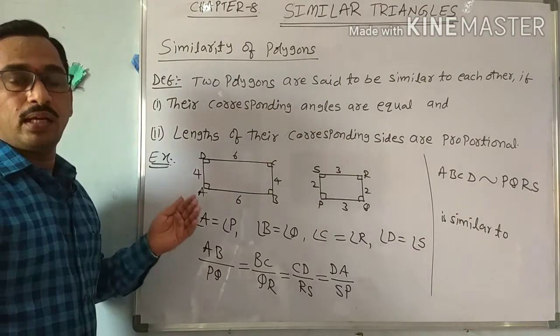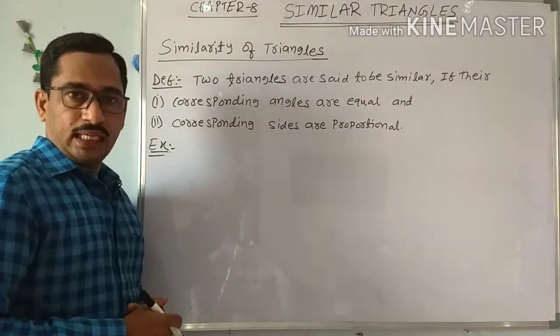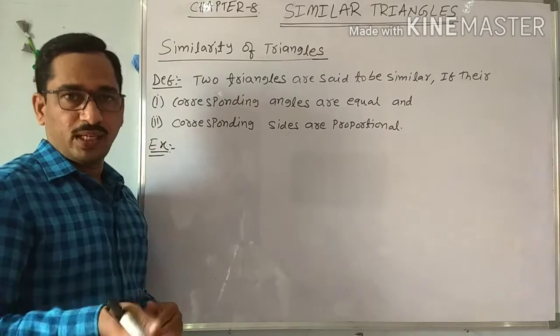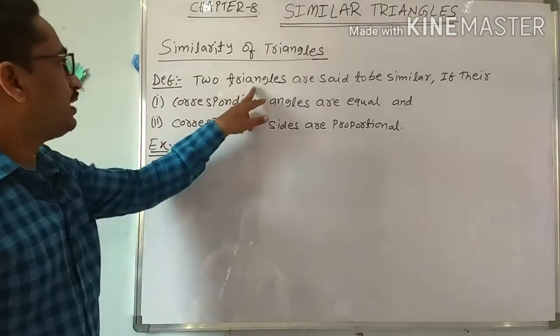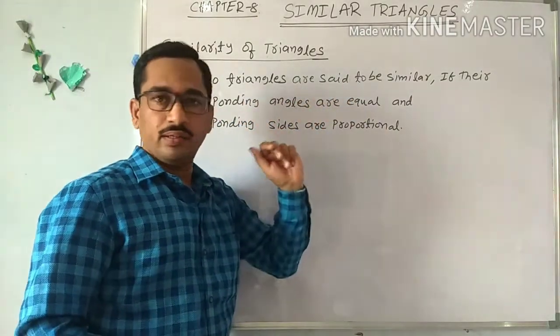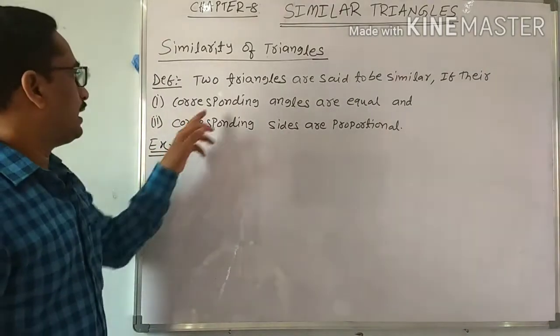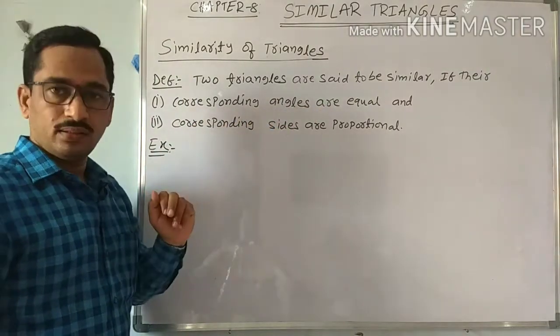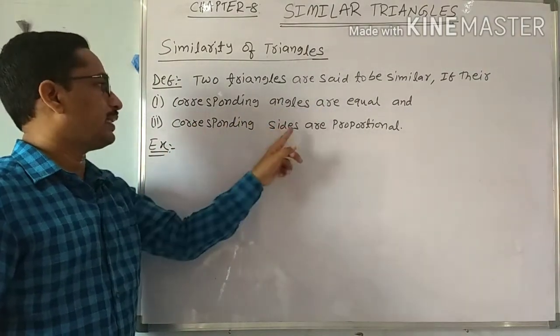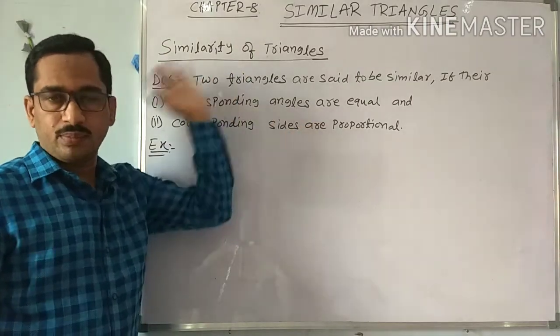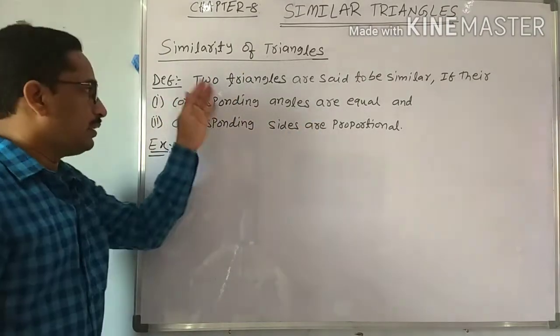Now next, similarity of triangles. Similarity of triangles is similar to similarity of polygons. Now see the definition. Two triangles are said to be similar if, the first condition, their corresponding angles are equal, and the second condition, their corresponding sides are proportional, same as the polygons. Now see, I will explain this with an example.